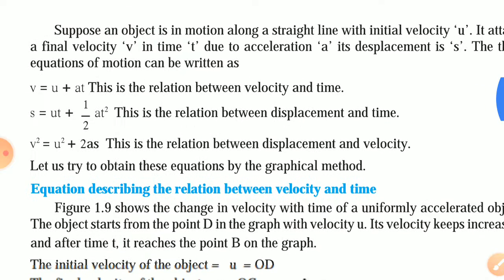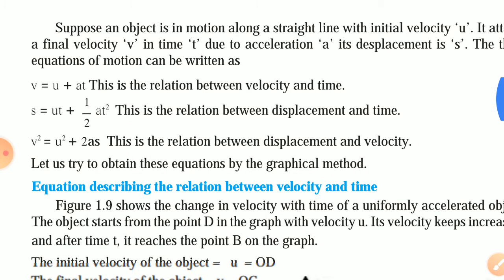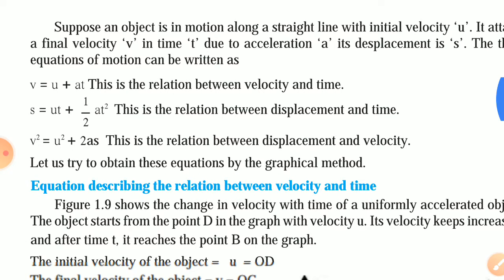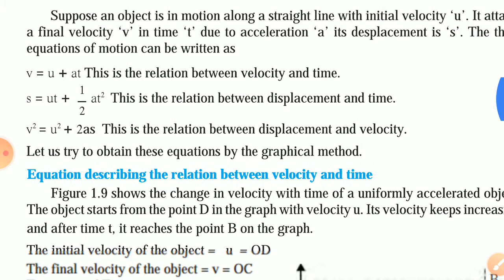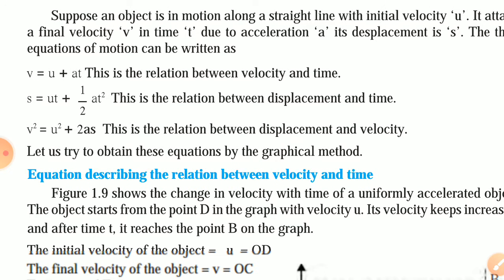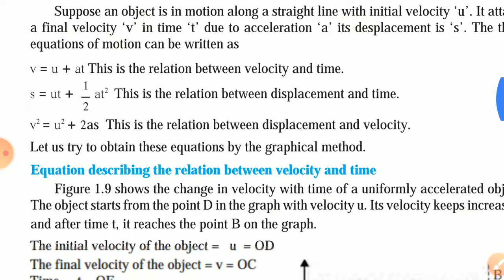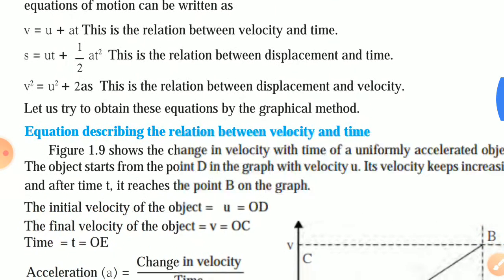The three equations of motion can be obtained by using the graphical method. The first equation is the relationship between velocity and time, that is v is equal to u plus at. The second is the relationship between the displacement and time, that is s is equal to ut plus half of at square. The third one is the relationship between the displacement and velocity, that is v square is equal to u square plus 2as. Now let us try to obtain these equations by using the graphical method.